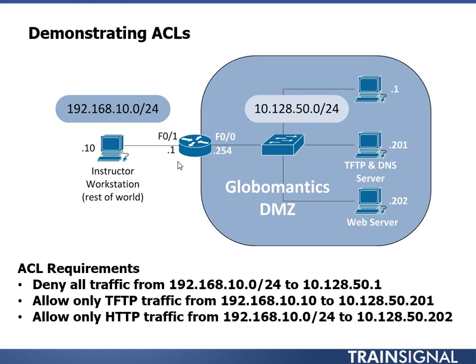Now I said the purpose of a DMZ is really to limit traffic in and out. So let's think about our requirements, and I've really predefined some of these. What we want to do is deny all traffic from the 192.168.10.0 network to the 10.128.50.1 IP address.